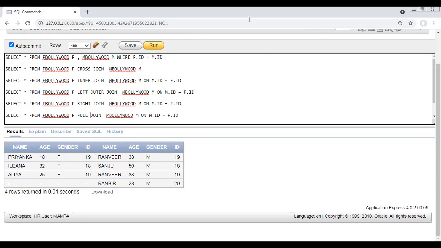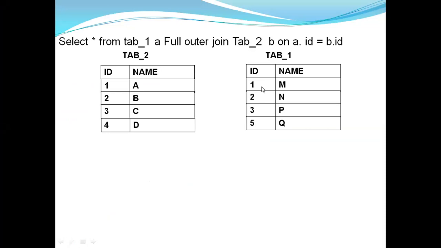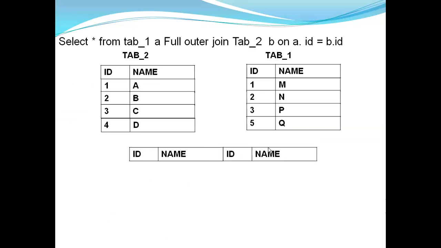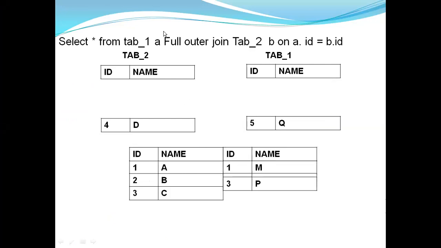So before executing this, let's understand here. What does a full outer join do? Matching plus unmatching of left as well as right. So how does it work? Now, the first row of this table and the first row of that table will make a complete row: 1A with 1M, 2B with 2N, 3C with 3P. Hence it is a full. 4D will be a part of the result.